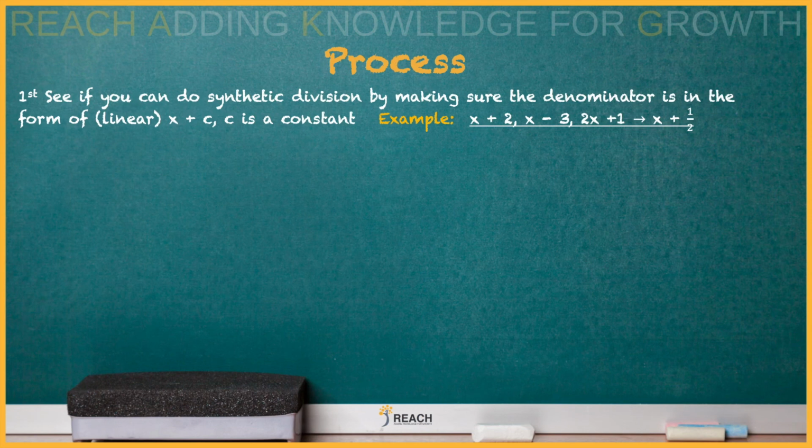So first, you cannot always use synthetic division. In order to use it, you must make sure it's a linear function in the denominator. So like x plus 2, x minus 3, 2x plus 1, which can change to x plus 1 half because we divided by 2. All right, so it's got to be in the form x plus c. C is a constant. And if so, you can do your synthetic division.